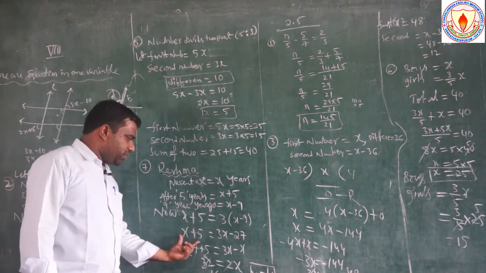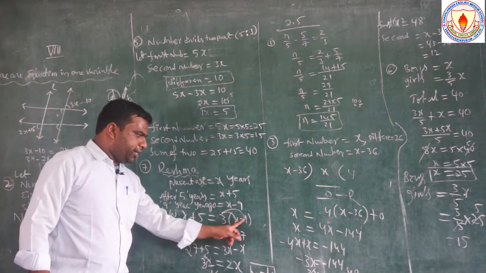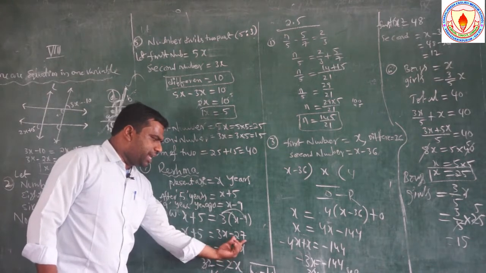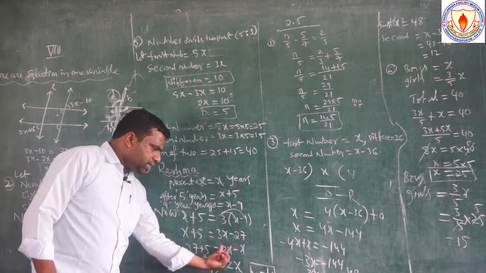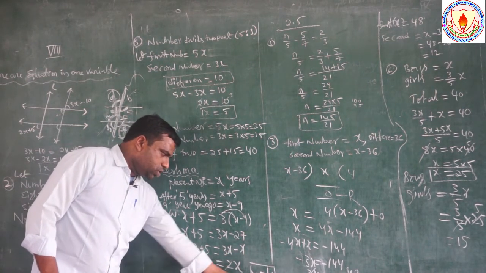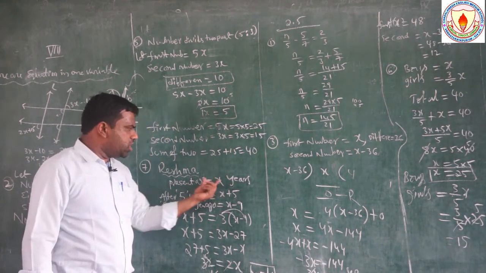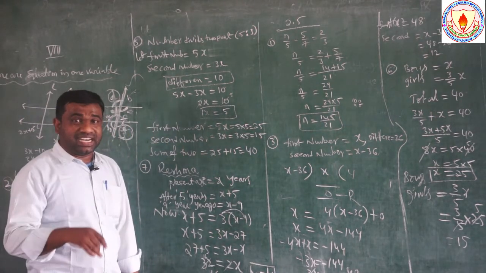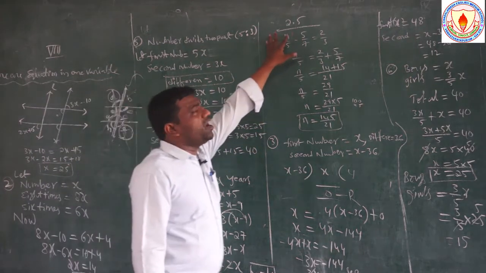Then we apply the distributive law: 3 into x is 3x, 3 into 9 is 27. Here x transposes to the right hand side, and minus 27 transposes to the left hand side. So 27 plus 5 is 32, and 3x minus x is 2x. The 2 cancels in 32, 16 times. So x is equal to 16. The present age of Rashma, which we assumed as x years, is 16 years.